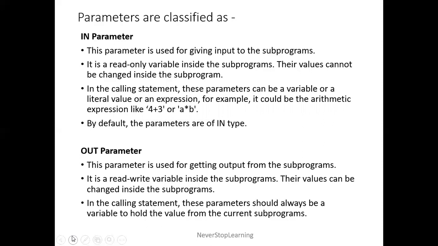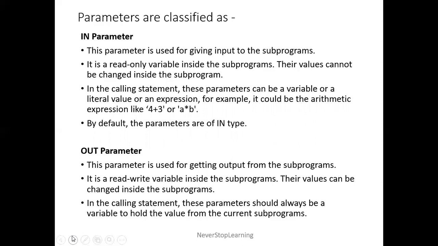So if I'm creating a procedure and I'm not writing anything in the parameter list, or I'm writing the parameter name but I'm not mentioning the type of the parameter, then by default it will be taken as an int type parameter. Next, we have the out type parameter.